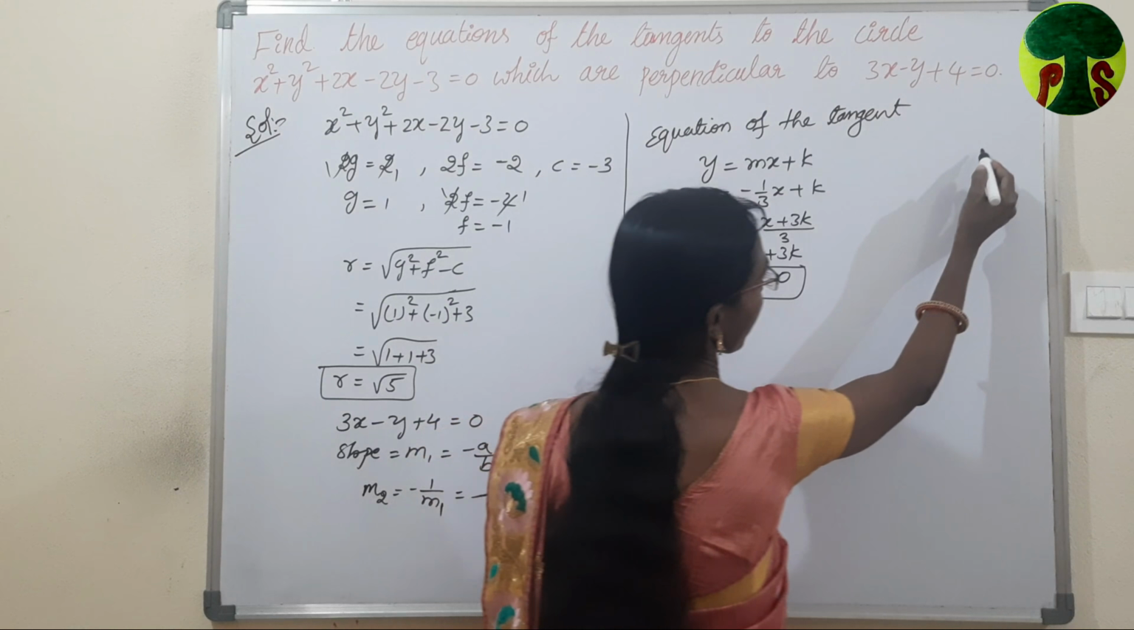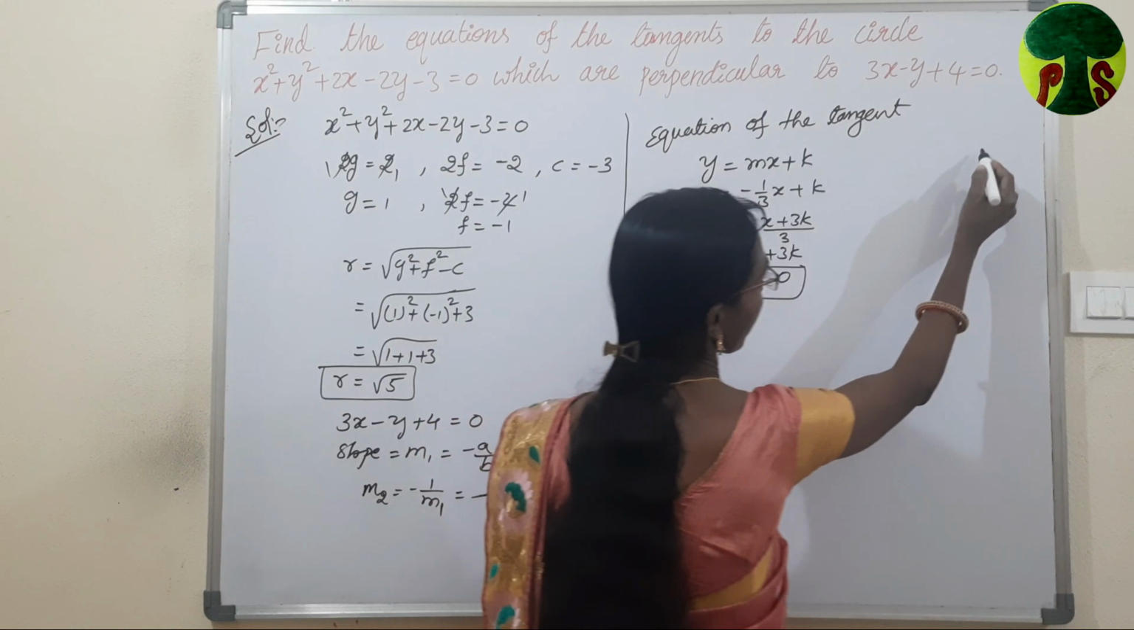I will draw the diagram to understand it clearly. Let us consider this as the given equation, 3x - y + 4 = 0, the line equation. Now we have to find the equations of the tangents which are perpendicular to this line. Let us consider this as one of the tangents and this as another tangent. Now we have to find the equations of these two tangents. This is the center of the circle, let it be capital C.